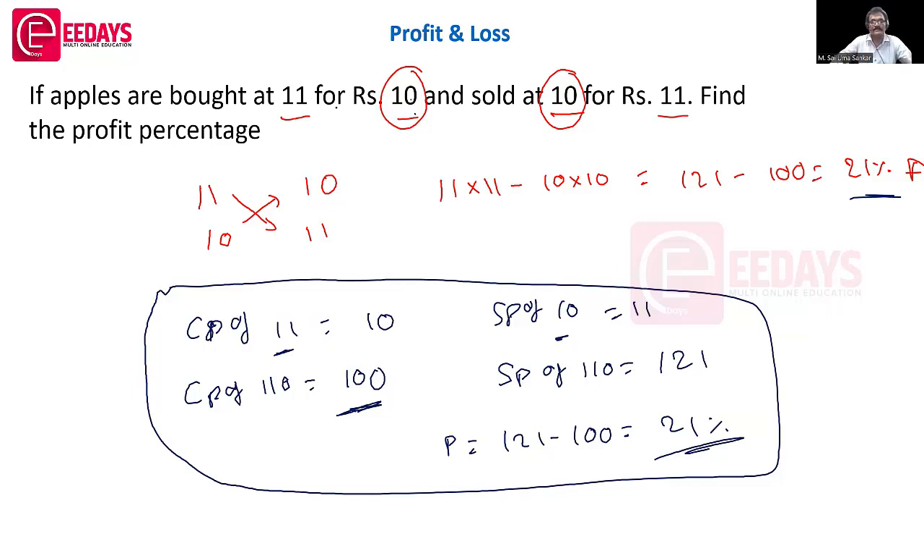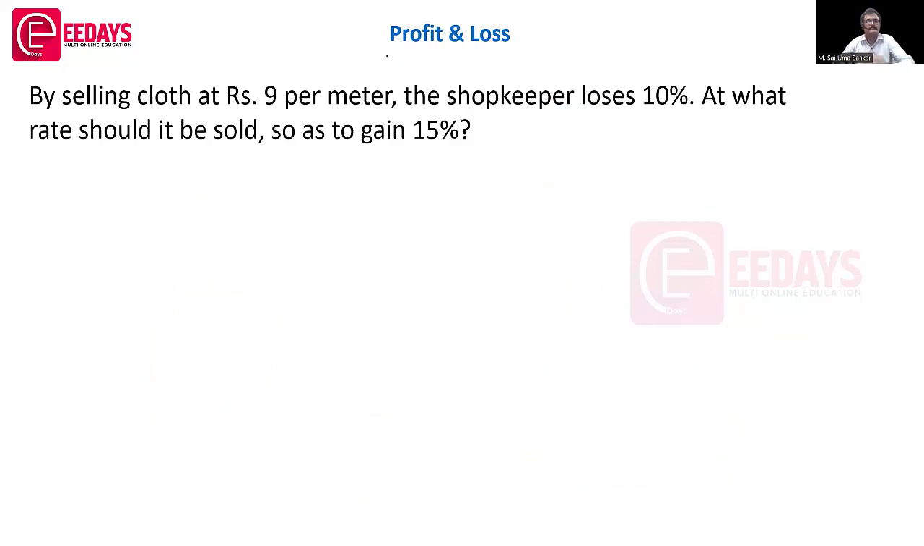Okay, suppose the numbers are co-primes, directly 11 square 121 minus 10 square 100, that is equal to 21%. That is the answer.